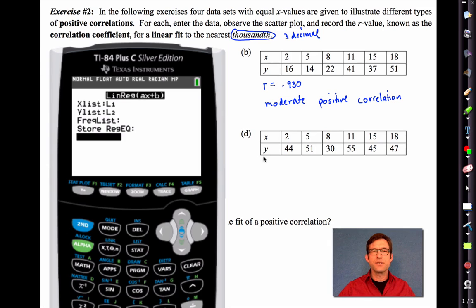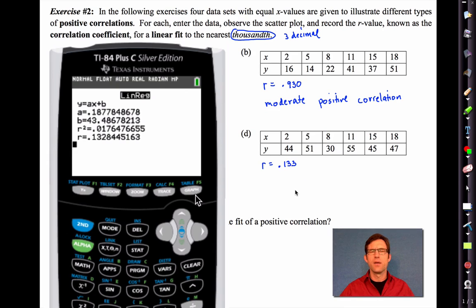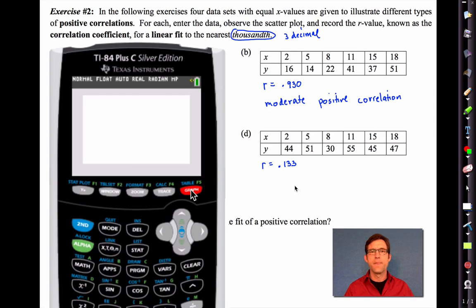And we now see that our R value is 0.133. All right, well, let me pop out of here for a second. Let me go right to the graph. Let's hit graph. Oh, ooh. So I'm going to say almost no correlation. And that is all over the place. Almost no correlation.